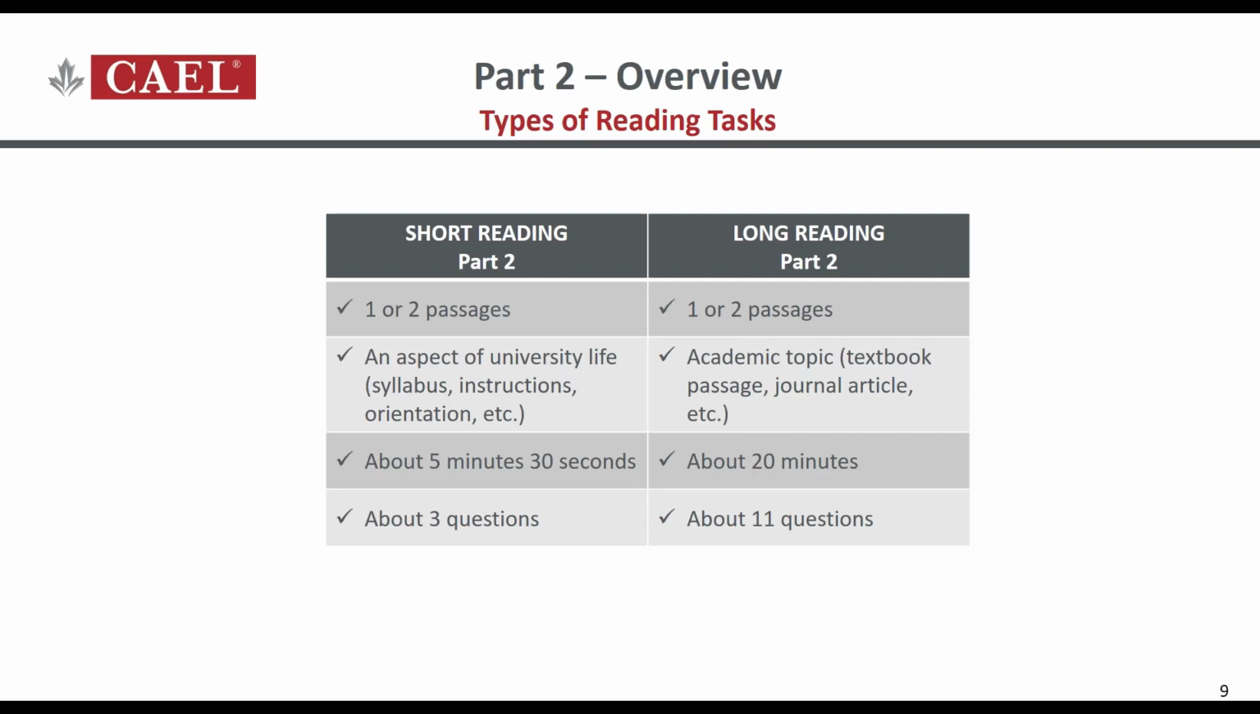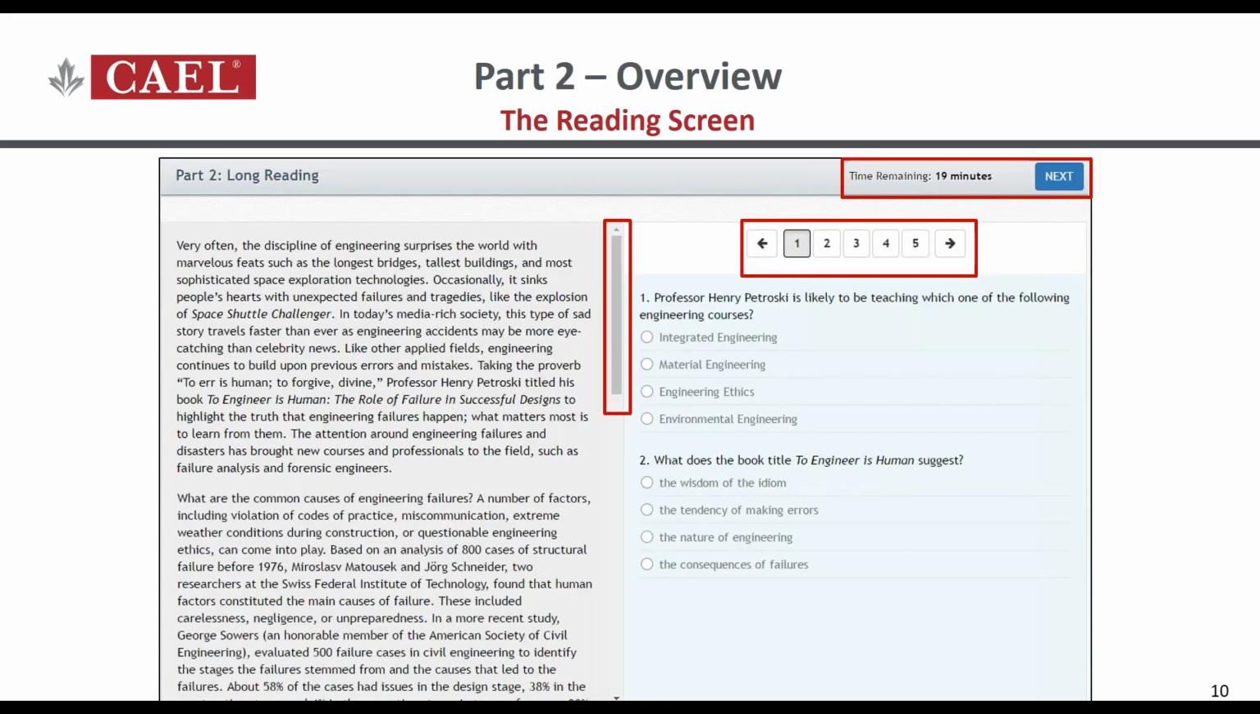And I'd like to show you how these look on the test screen. I want to draw your attention to a few important features on the reading screen. The reading passage is always on the left, and the questions are on the right. There is a scroll bar in the middle, and that is for moving things up and down. You can see there is a red box around the scroll bar. You can use that to move around the page.